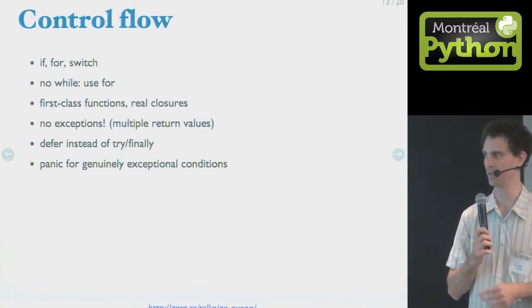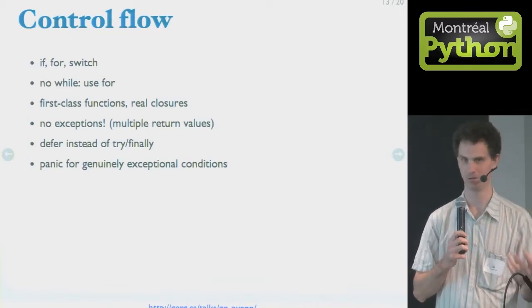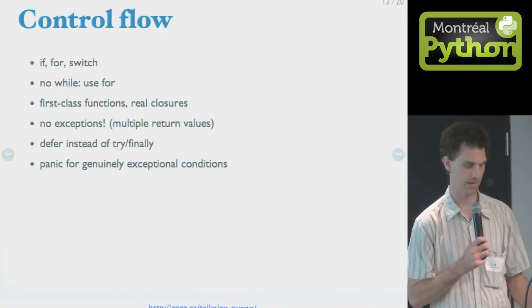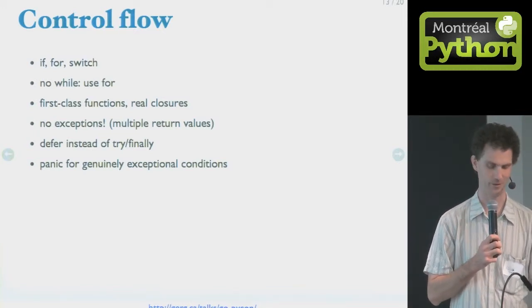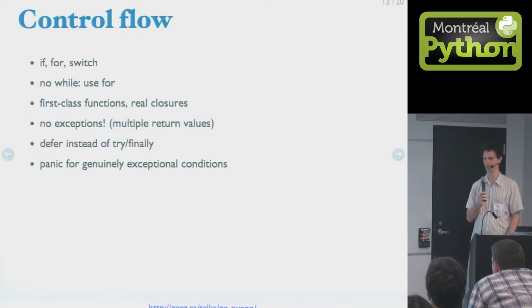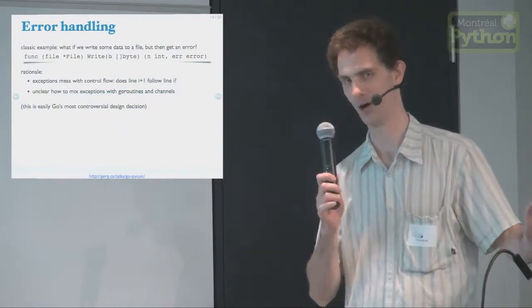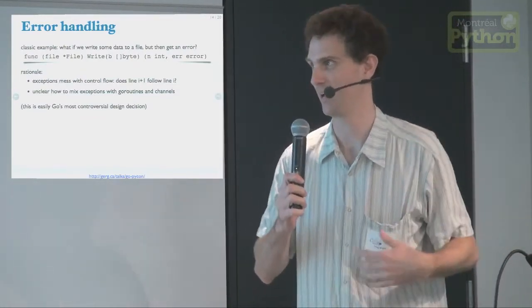And there's also a panic mechanism for genuinely exceptional conditions. If you run out of memory or dereference a nil pointer, you get a panic. You don't panic on failure to open a file, because that is not an exceptional condition. Files are unreadable all day, every day. It just happens. It's not exceptional. That's the Go attitude. I like exceptions personally, but hey.